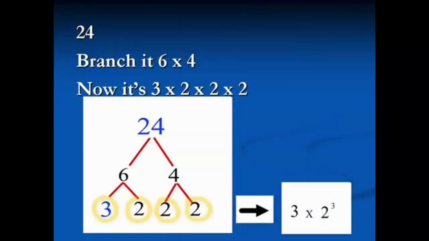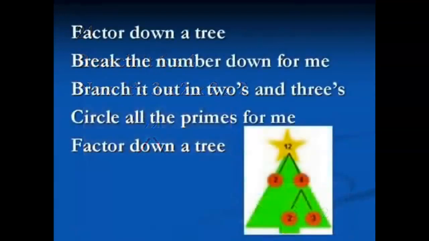24, branch is 6 times 4. Now it's 3 times 2, 2 times 2. Tree. Break the number down for me. Branch it out in 2s and 3s. Circle all the primes for me. Factor down a tree.